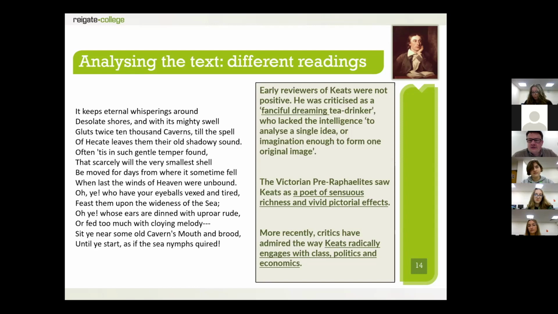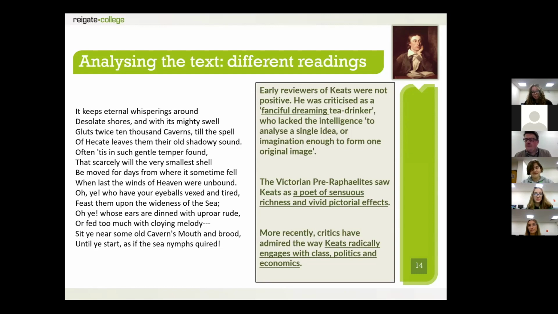One critic criticized Keats as a fanciful, dreaming tea drinker who lacked the intelligence to analyze a single idea or imagination enough to form one original image. So they would look at this poem and say, well, it's saying something fairly obvious about the sea. I've read things about the sea like that before. It's nothing new. What are you talking about?